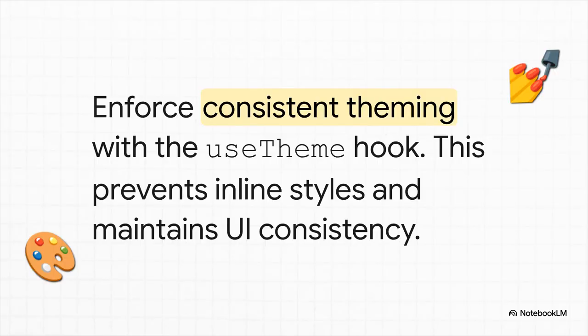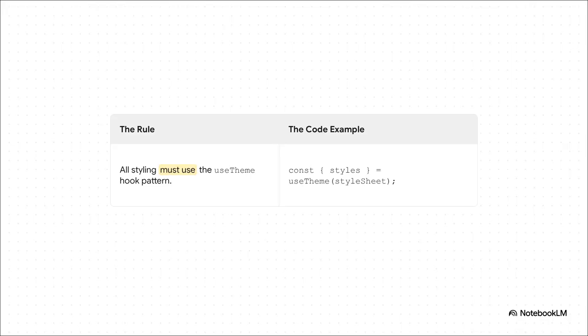How about styling and UI consistency? Let's say you have a custom theming system to handle light mode, dark mode, all that fun stuff. The absolute last thing you want is for the AI to start suggesting random, hard-coded inline styles everywhere. So you enforce the rule. All styling must use your useTheme hook. By defining this pattern and giving it an example, you basically guarantee the AI will never stray from your project's design system. It becomes a tool for ensuring consistency.